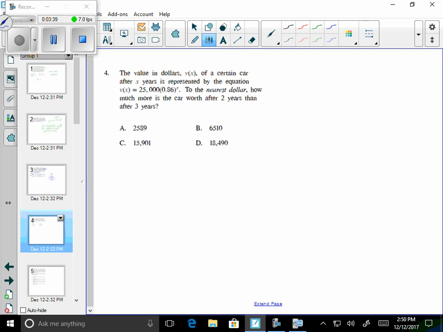In the fourth one, the value in dollars V of x of a certain car after x years is represented by the equation V of x equals 25,000 times 0.86 to the x. To the nearest dollar, how much more money is the car worth after 2 years than after 3 years? Well, this is what we need to find. We have to find the value of the car after 2 years, and then what it's worth after 3 years.